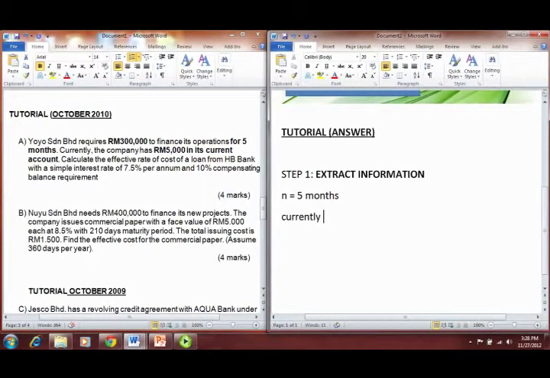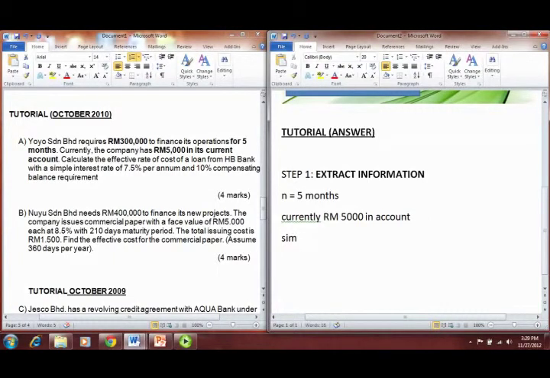Next, currently the company has RM 5,000 in the current account. Class, you need to extract all information that is given by the question. Next, calculate the effective rate of cost of loan. As I told you class, for short-term financing you need to calculate effective interest rate, EIR. A loan from HB Bank with a simple interest rate of 7.5%.